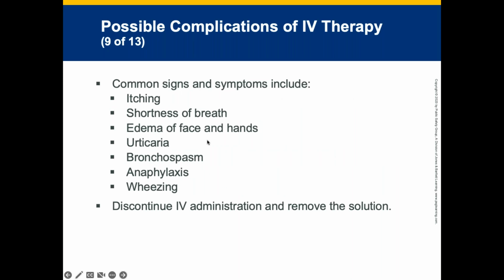Common signs and symptoms would be itching, shortness of breath, edema to the face and hands, urticaria, bronchospasm, anaphylaxis, and wheezing. If you see this, discontinue the IV administration and remove the solution that's currently going in. Leave the catheter in place as an emergency medication route only and notify med control immediately and maintain an open airway. Monitor ABCs and vital signs and document the event and keep the IV bag or medication for evaluation by the hospital.